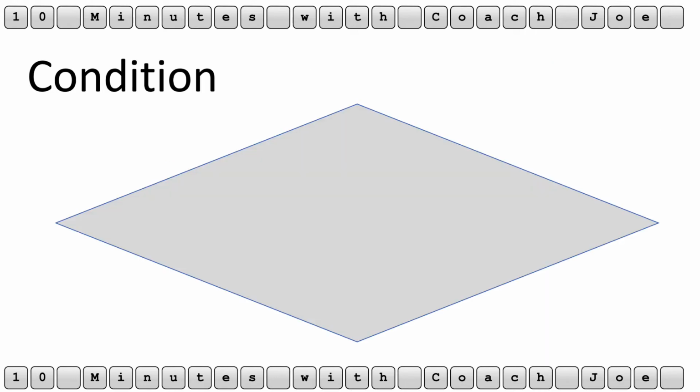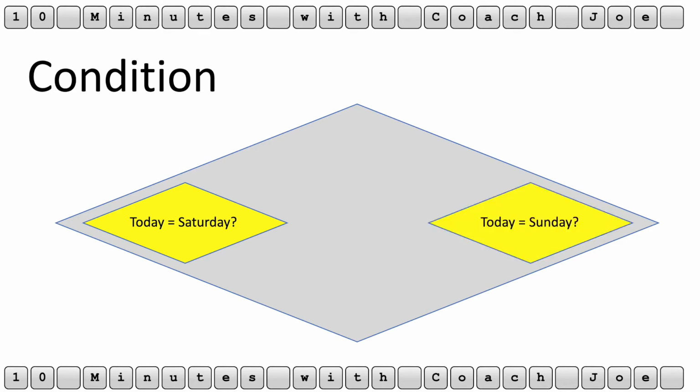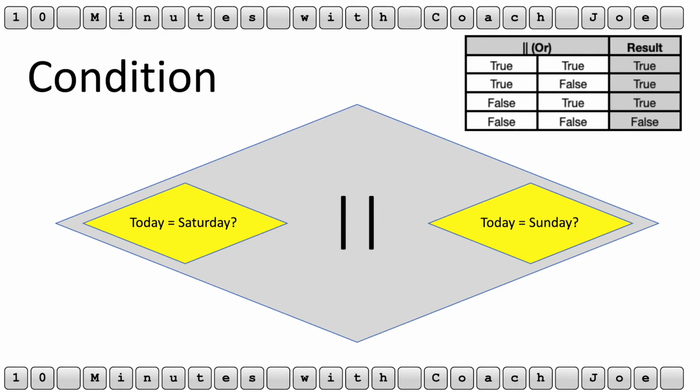Check it out. This is not actual Java code, but you get the idea. The first condition, is today equal to Saturday? The second condition, is today equal to Sunday? You separated these conditions with an OR. The answer for is today a weekend is the result of 2 conditions separated by a logical operator. If one or both of these conditions are true, then it is a weekend. If both conditions are false, it is not a weekend.